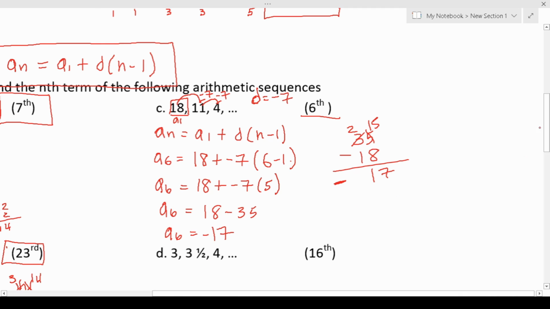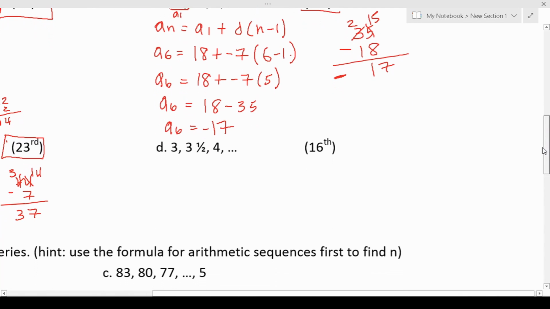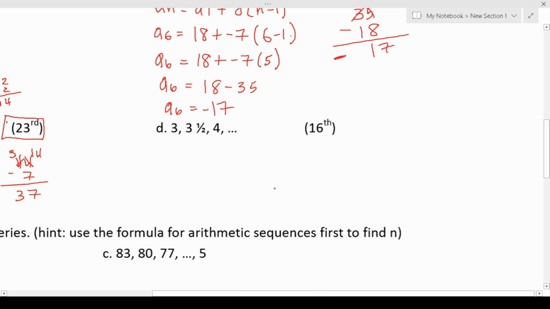Okay, and finally, we're going to go ahead and work on the last one. As you can see, we have a sequence going from 3 to 4 with 3 terms. Again, a1 is right here. a2 is right here. a3 is right there. That is, the first term is a1, the second term in the sequence is a2, and the third term in the sequence is a3.